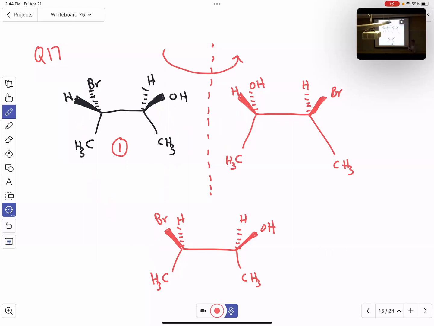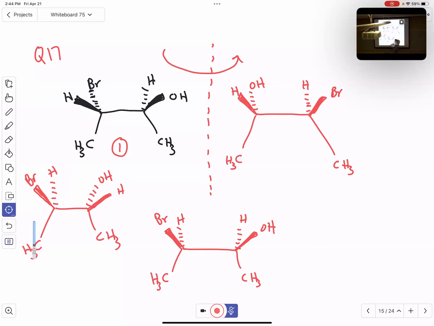So that enantiomer, if I draw it the same way, would look like CH3. I need to have the alcohol going into the page, the hydrogen coming out. And then that means I also need to have the bromine switching as well. So the bromine needs to come out of the page and hydrogen needs to go in. So this would be the enantiomer of the first compound because I switched the stereochemistry at the first carbon.